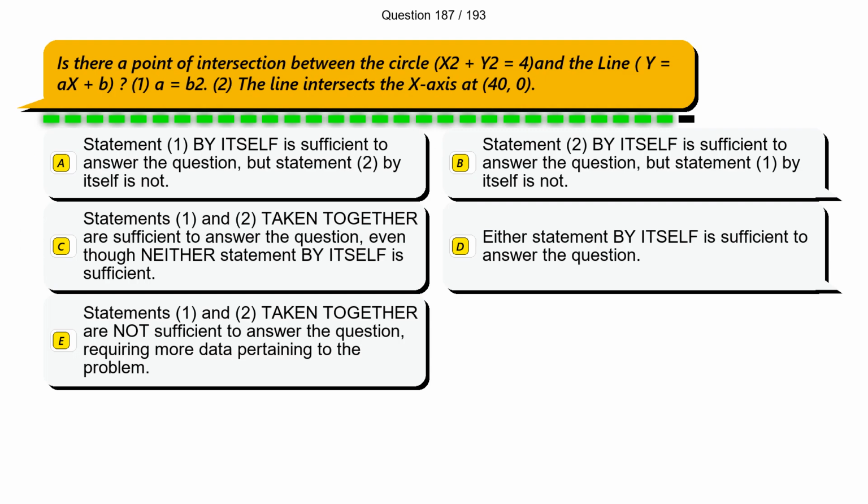Question 187. Is there a point of intersection between the circle x² plus y² equals 4 and the line y equals x plus b? 1. a equals b². 2. The line intersects the x-axis at (4, 0).